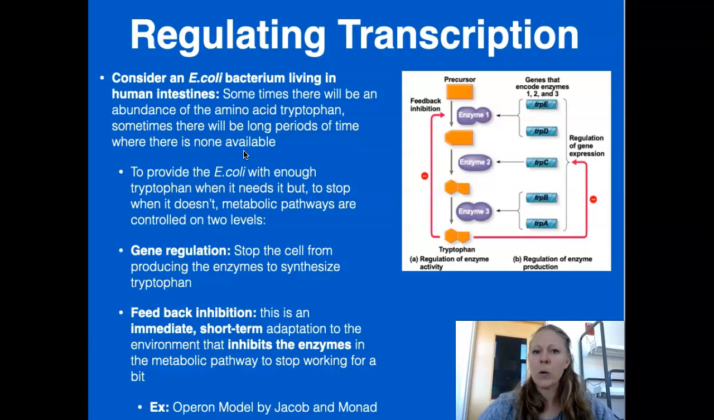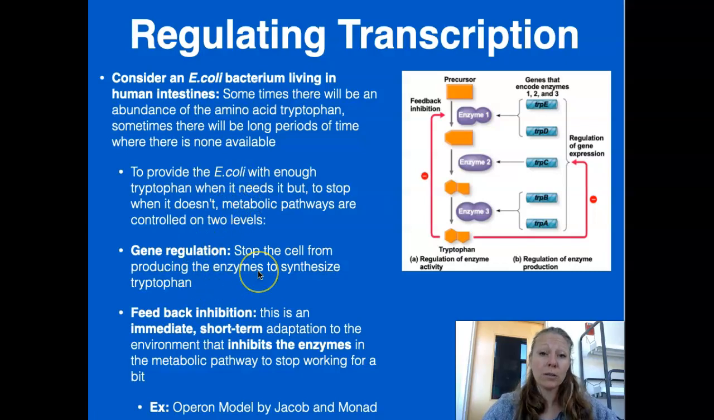Tryptophan is an amino acid. And our E. coli is going to need all of the different amino acids in order to make proteins. If those amino acids are present, then they don't need to make them. If they're not present, then they're going to need to synthesize them. So when an E. coli is not getting the tryptophan, it's going to go through regulation.